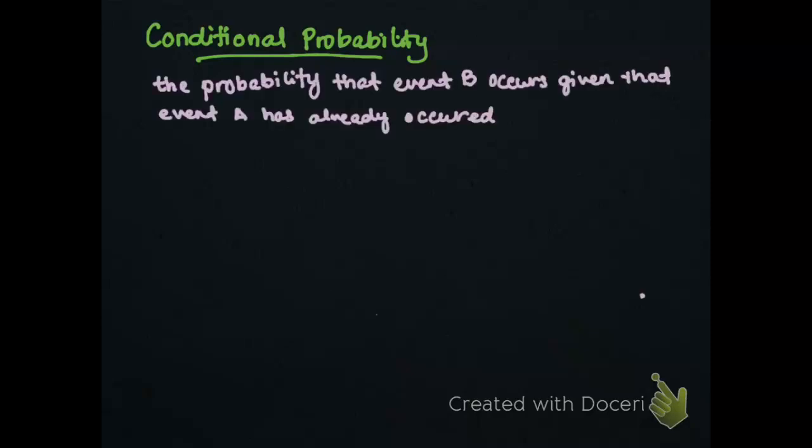Therefore, the notation for conditional probability is P(B given A). This is the notation for conditional probability. It is pronounced as the probability of event B given that A already occurred. This symbol is known as "given." This notation does not mean that B is divided by A. However, it tells you the probability of event B given that event A has already occurred.